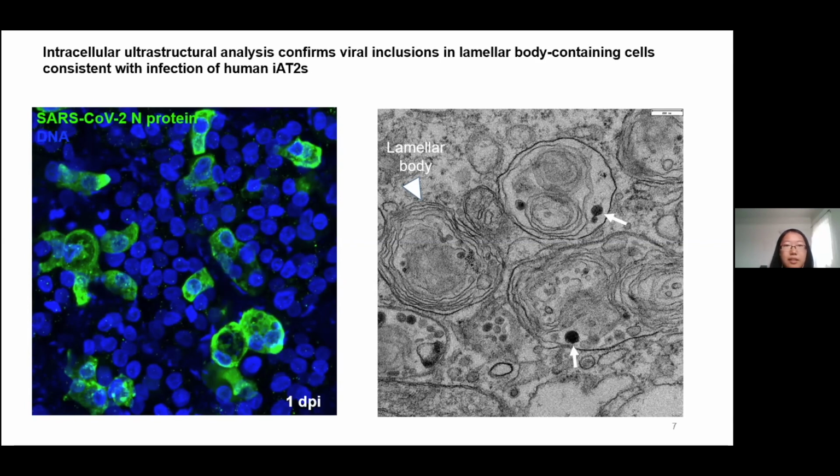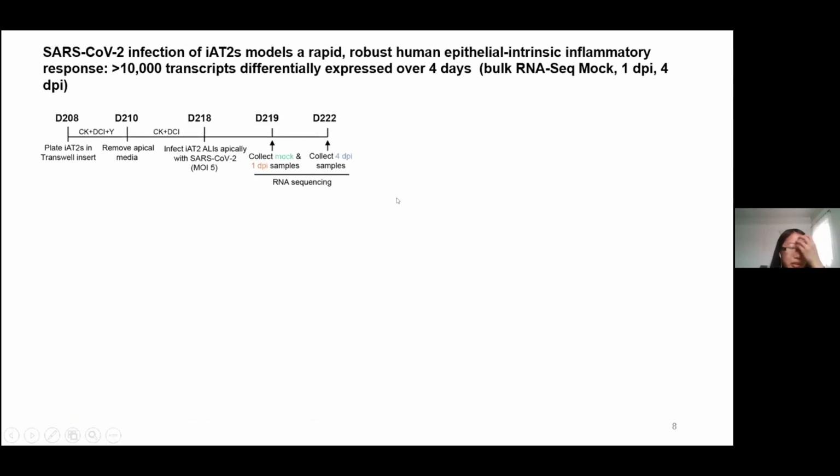So with this, we wanted to look for more of the global response of the SARS-CoV-2 infections. So we decided to do bulk RNA sequencing. When the cells are plated at air-liquid interface, they are infected again apically at the highest MOI. We've been using MOI of 5, and then we collected 3 samples: a mock treated sample, a 1 day post-infection sample, as well as a 4 day post-infection sample. And here's the PCA plot showing you the variation and the distinct clustering of these triplicates in each sample.